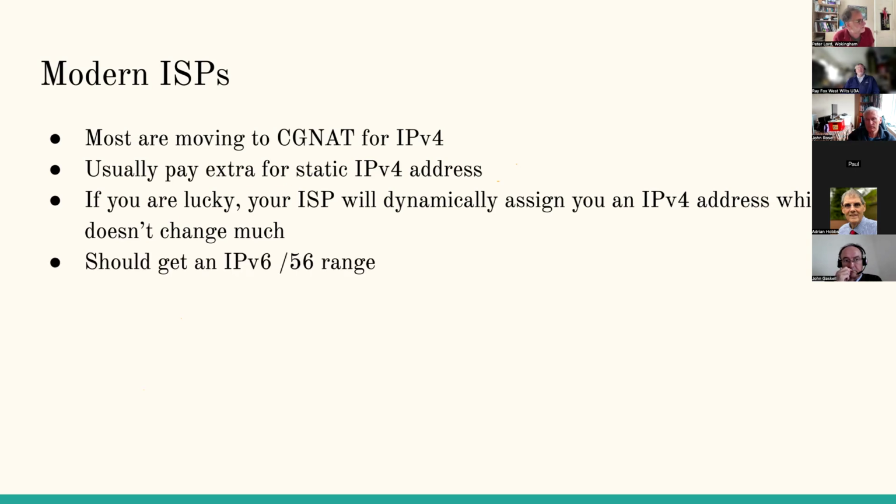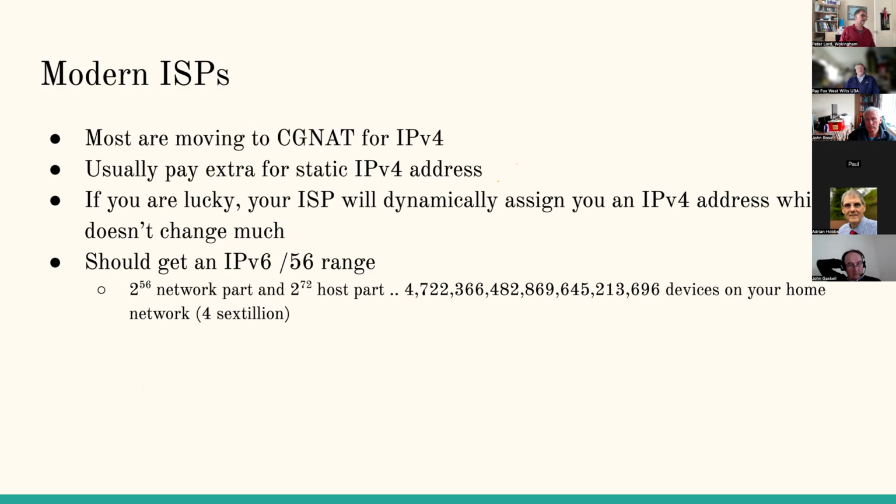But you should also get an IPv6 with a /56 range in it. So this means with this /56, you get 2 to the 56 network parts and 2 to the 70 host parts. So every person, every consumer should get 4 septillion unique IP addresses that they can use on their home network. You're really not going to run out.